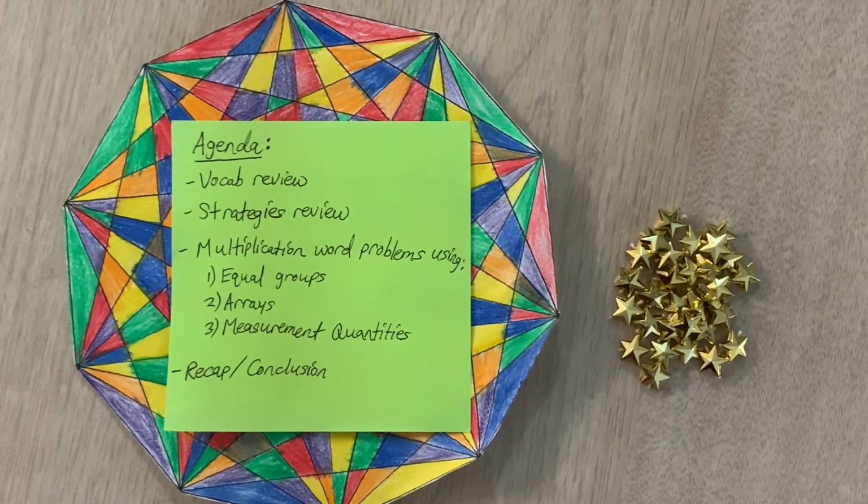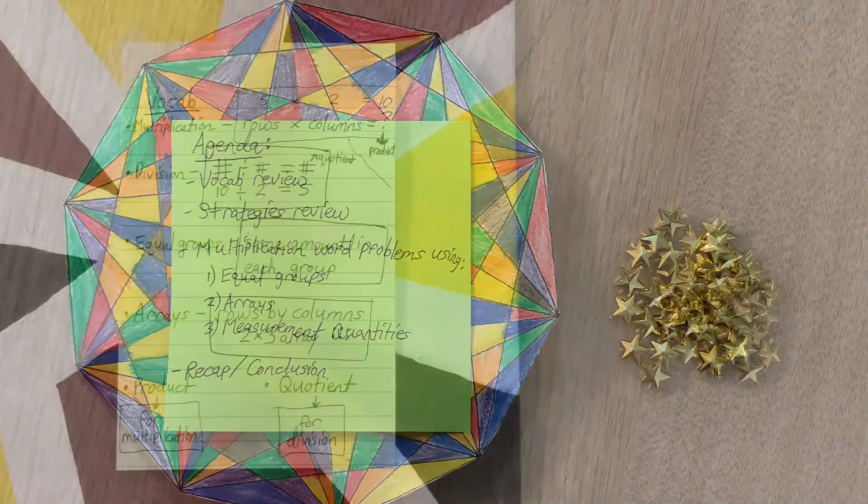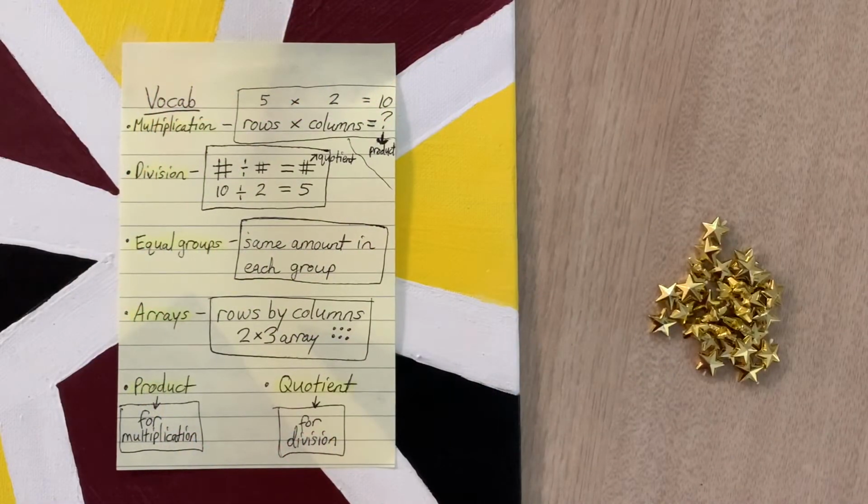And so on the agenda for today, we are first going to review some vocabulary terms. After that, we'll be talking about 3 strategies that we can use when we're solving word problems involving multiplication. Then we'll be solving some word problems that involve equal groups, arrays, and measurement quantities, such as those found in recipes. And finally, we will conclude and recap our lesson. So first, let's go over our vocabulary.